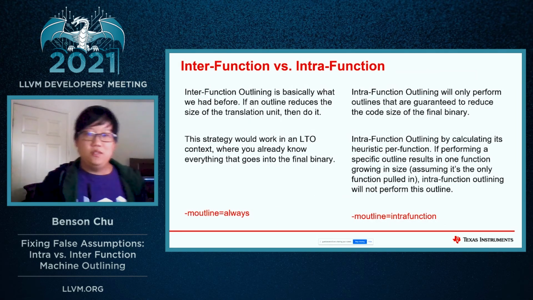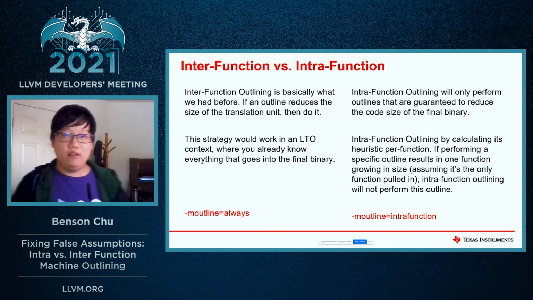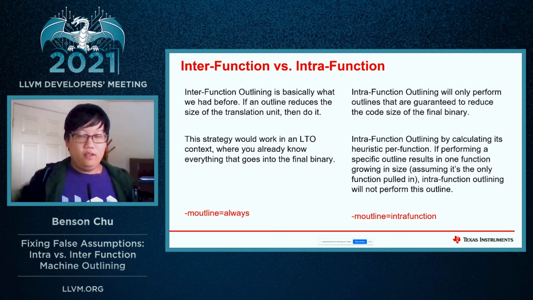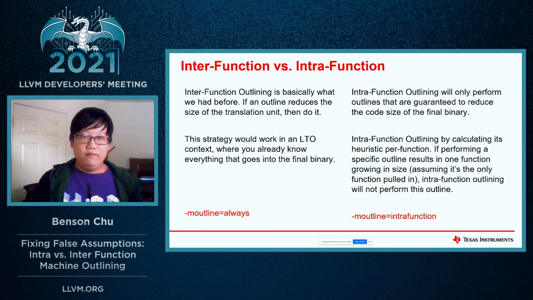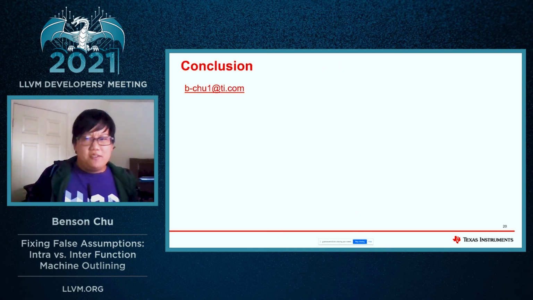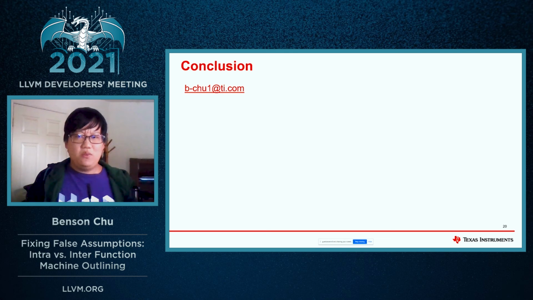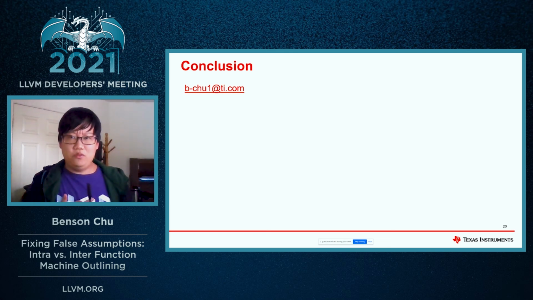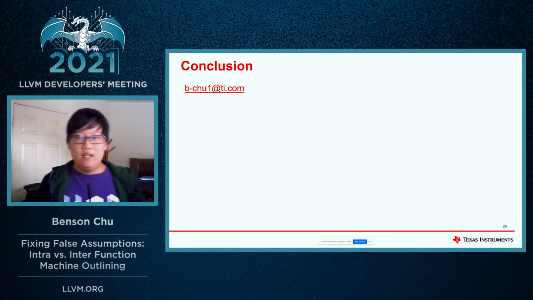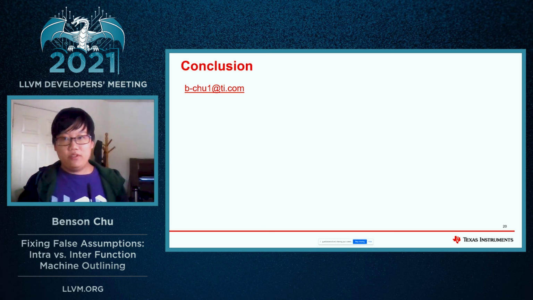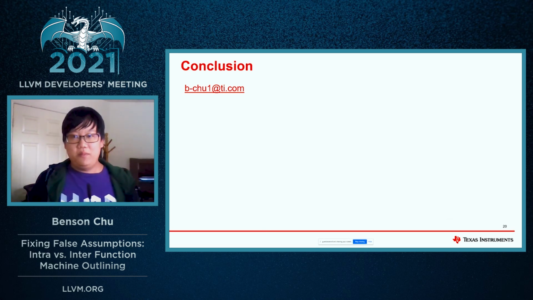So these are the 2 command line options that I added to the compiler in order to inform the outliner of how aggressive to be. And yeah, that's basically it. I haven't started the upstream process on this yet, so unfortunately I can't point you to a place where you can go and see the code. I would prefer to make IntraFunction outlining the default option for the compiler, but that means I need to go and change a bunch of tests, which I'm currently in the middle of doing.